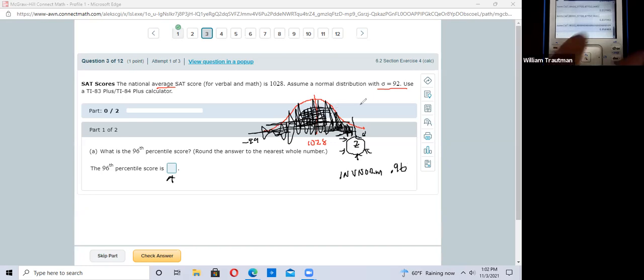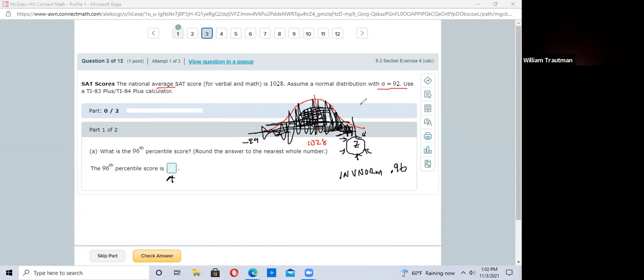So we do inverse norm, menu 553. The area is 0.96. The mean and standard deviation stay as 0 and 1. When I hit enter, it tells me a Z value of 1.75. But we need to find the score now. The score is the X value. We want to find the X value.